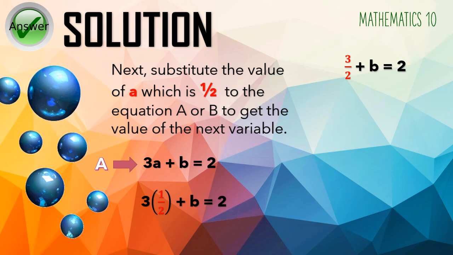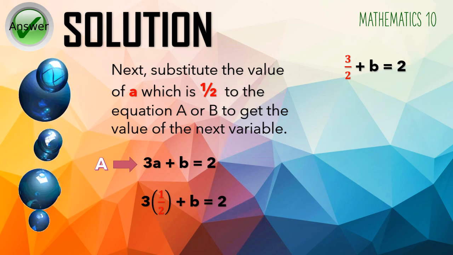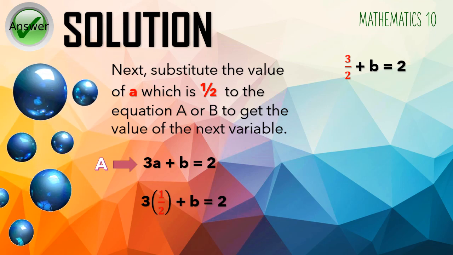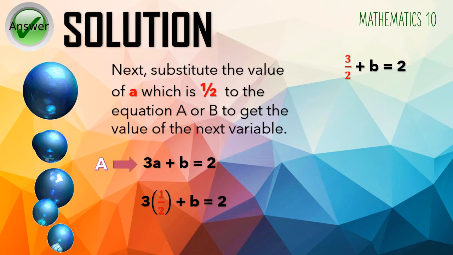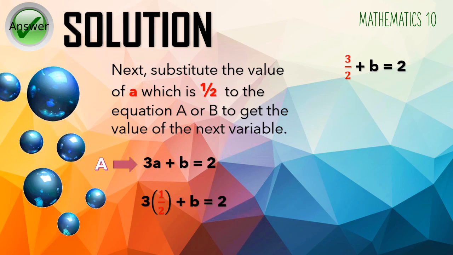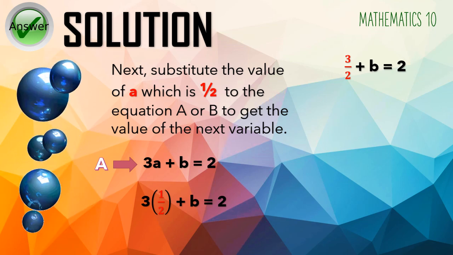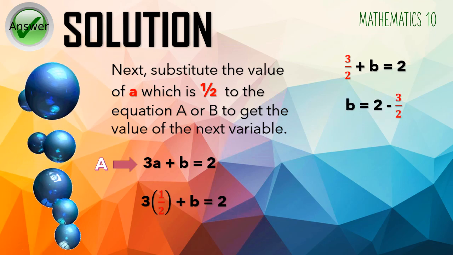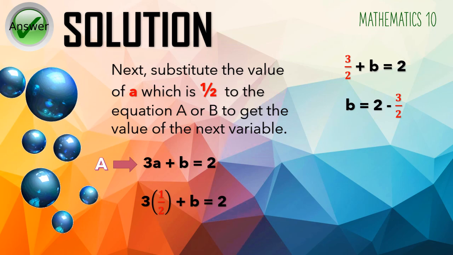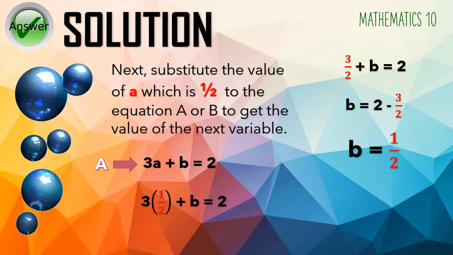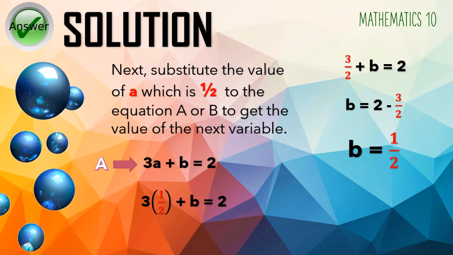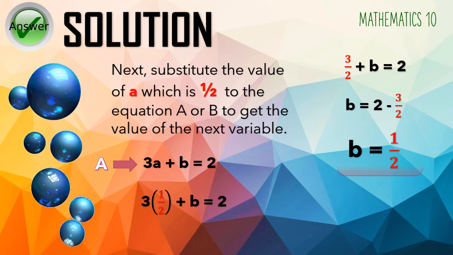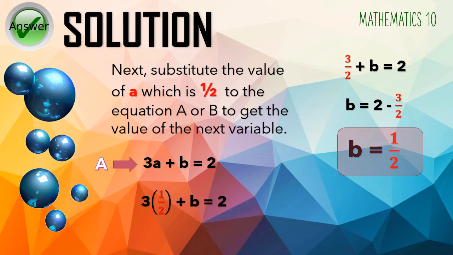But I know you are particular with the concept of transpose. Okay, so we'll just transpose positive 3/2 to the right side, so that will become negative 3/2. Simplifying it more, 2 minus 3/2, we will have b equals 1/2. Okay, so we have our value for b already.